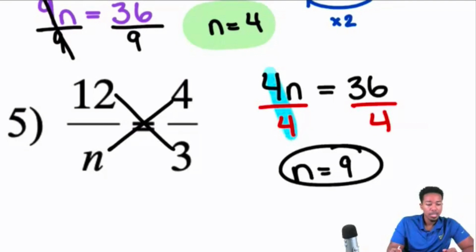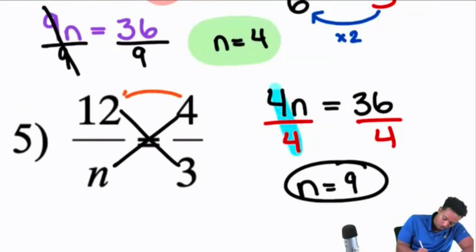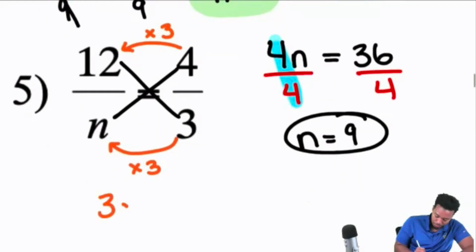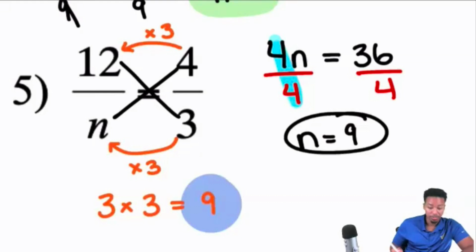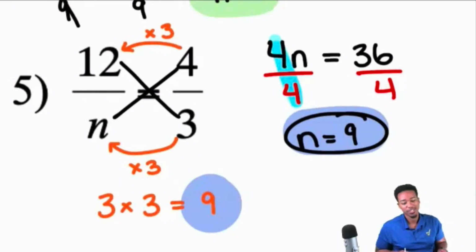Nice and easy. Now, another way you could have gotten this done is like this. You could have said 4 to 12 times 3, 3 to n times 3. 3 times 3 equals 9. Boom. Done. Again, could have done it either way. Both ways work.